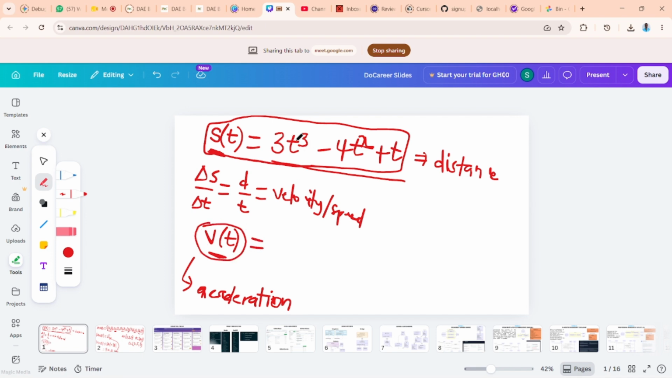So if you find the derivative of this, that will be 9t squared minus 8t plus 1. Yeah, this is the first derivative. So if you find the derivative in terms of t for distance, you are going to have v, which is velocity. All right, but we know that this is the starting function, so this is f, and in our mind we also know that this is our f prime.